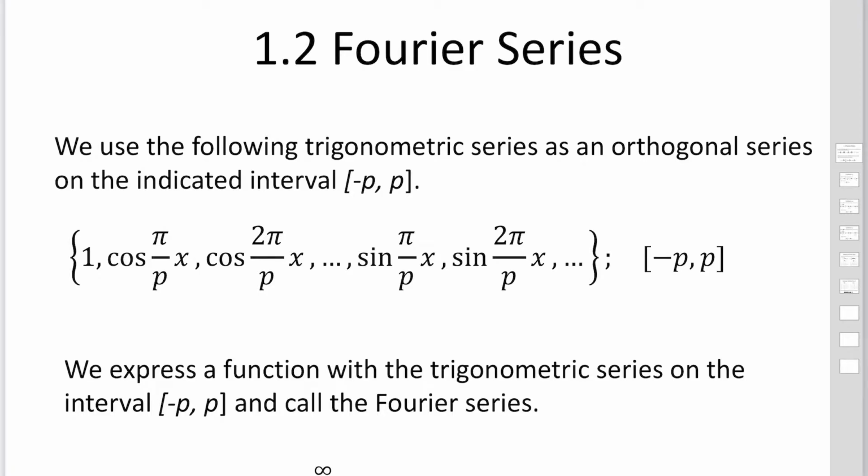So we use the following trigonometric series. Cosine pi over p x, cosine 2 pi over p x, cosine 3 pi over p x, and so on, and the sine functions: sine pi over p x, sine 2 pi over p x, sine 3 pi over p x. We use these trigonometric series as an orthogonal series on the indicated interval of minus p to p.